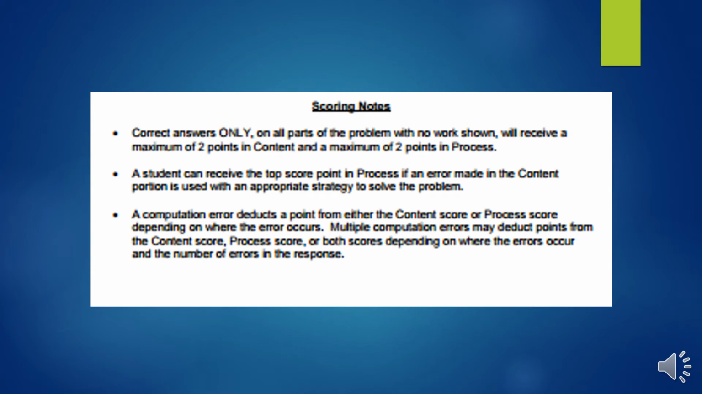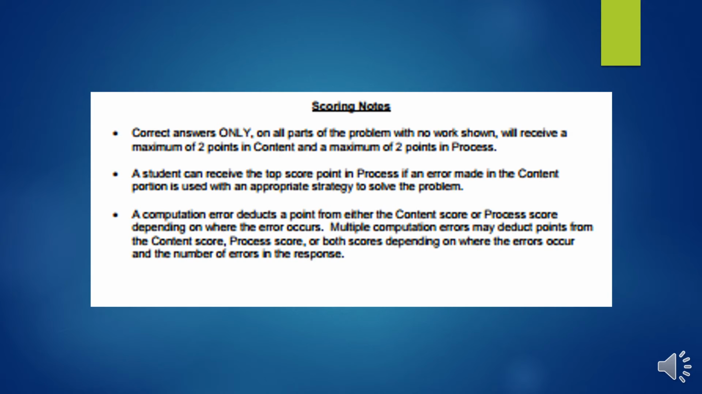Once again, there are some notes. You will lose at least 1 point for content and 1 point for process if you show no work. Correct answers only on all parts of the problem with no work shown will receive a maximum of 2 points: 2 points in content and 2 points in process.